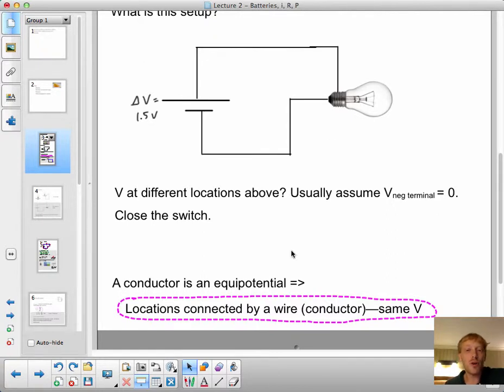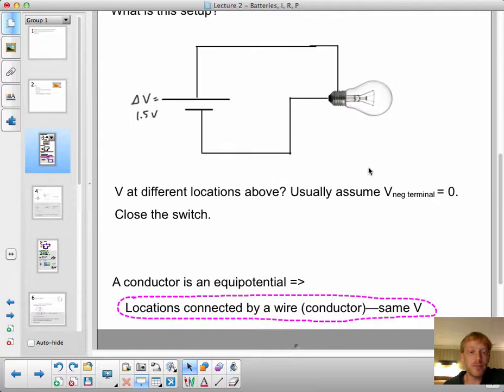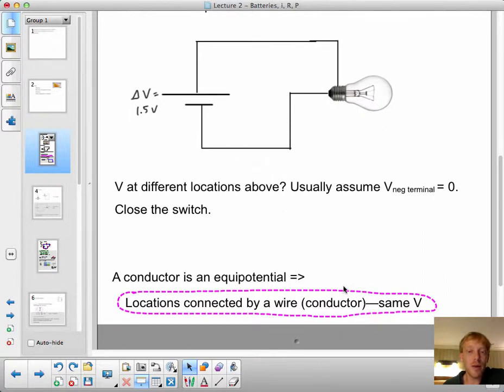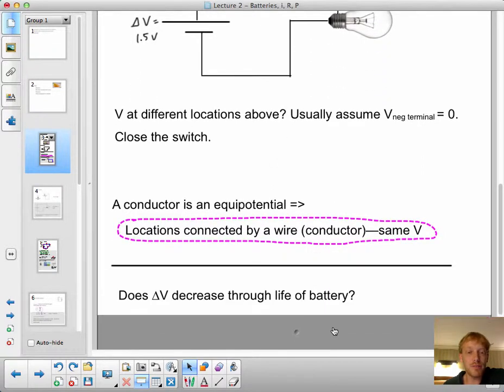I will also use the word potential or electrical potential to refer to voltage, but note that it is not the same as electrical potential energy. It does not have units of joules. A conductor is an equipotential, same voltage, and locations connected directly by a wire are the same voltage.